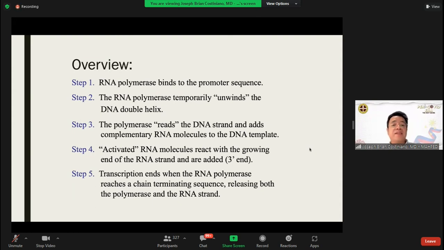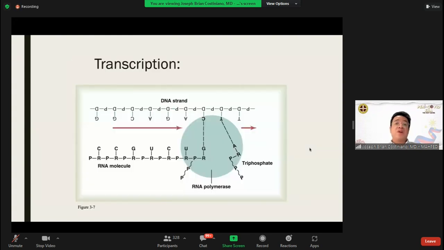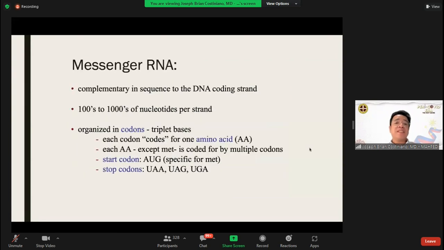Then your polymerase will then read, no, the DNA strand, and then once it has read the DNA strand, it will add complementary RNA molecules to the template, no? And this activated RNA molecule will then grow end to end, no, from your RNA strand, and they will add additional RNA molecules in the 3' end. Okay? Now, your transcription will then end when the RNA polymerase reaches a terminating sequence, thus releasing both your polymerase and your RNA strand. Meanwhile, so that's transcription, no? That's transcription.